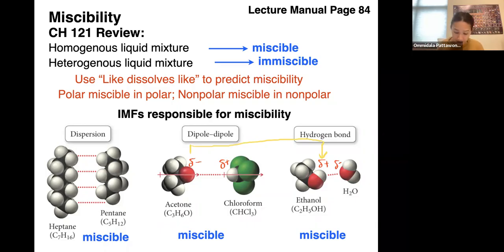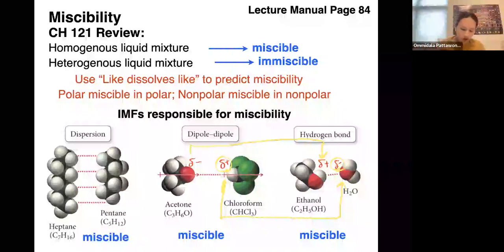Same thing for chloroform, because chloroform has a partial positive charge on the hydrogen that can interact with the oxygen of the water. So this electrostatic force between partial negative and partial positive charge will allow them to mix as well. So when you are looking at dipole-dipole and hydrogen bonding, just know that they can mix with each other.